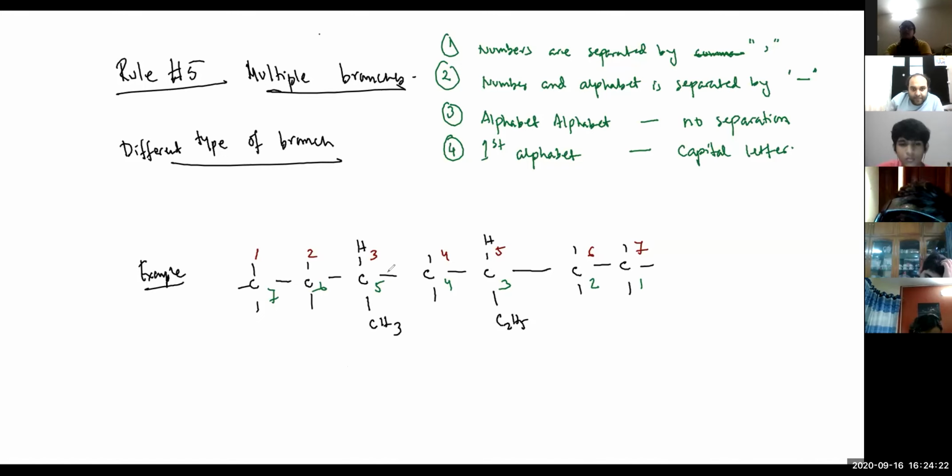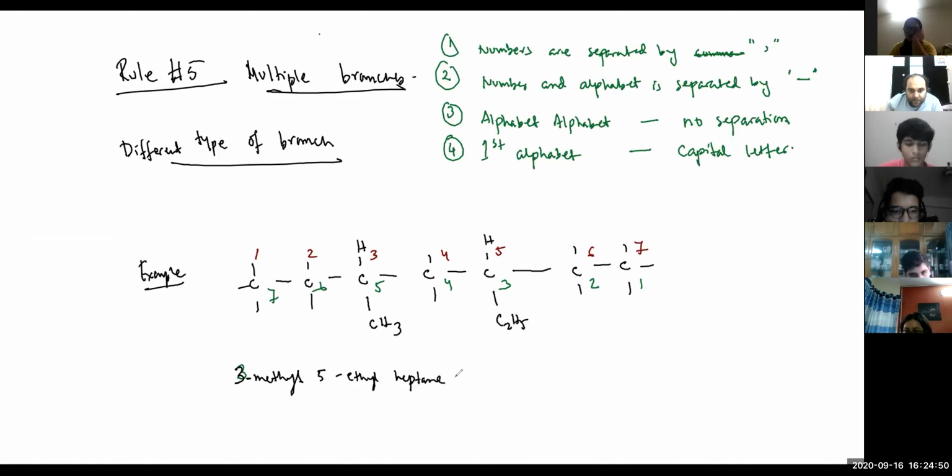তাহলে এটা হতে পারে 3 methyl, তাহলে নাম্বার আর ওয়ার্ডের ভিতরে হাইফেন, 3-methyl-5-ethyl heptane. আর আমি যদি এখান থেকে স্টার্ট করি, 3-ethyl-5-methyl heptane.